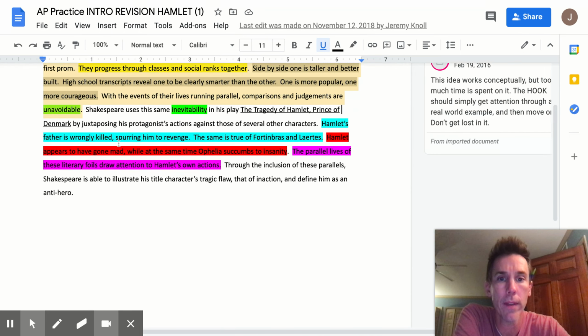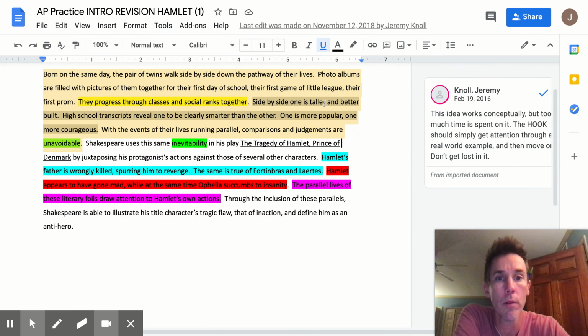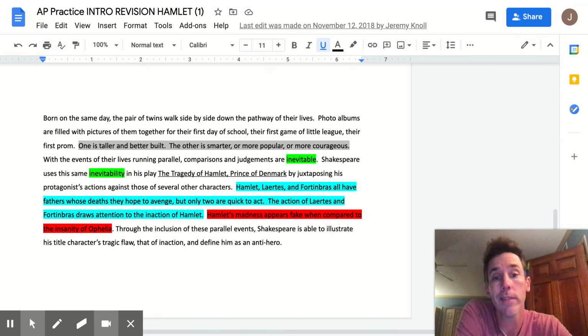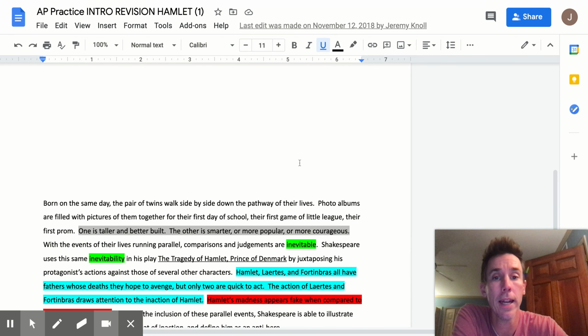So that part in gray there used to be side by side. One is taller and better built. High school transcripts reveal one to be clearly smarter than the other. One is more popular, one more courageous. And all I've done is I've said the same thing, but I've said it in a much more concise way. I could probably still make this more concise. With the events of their lives running parallel, comparisons and judgments are inevitable.